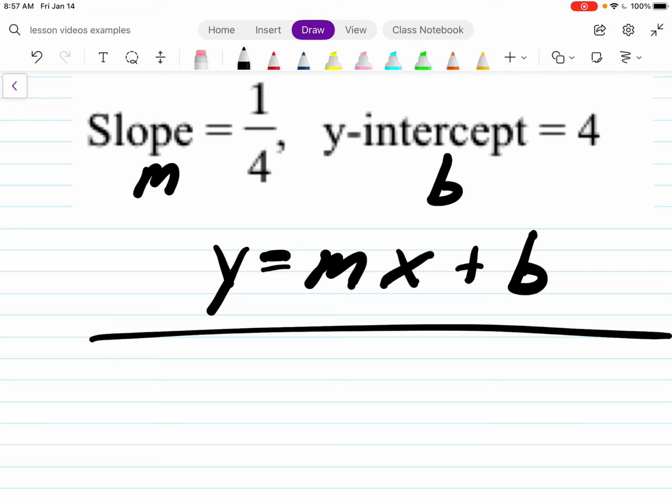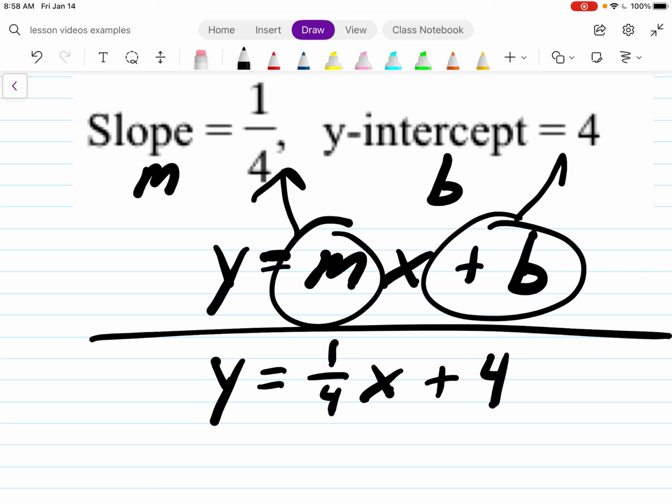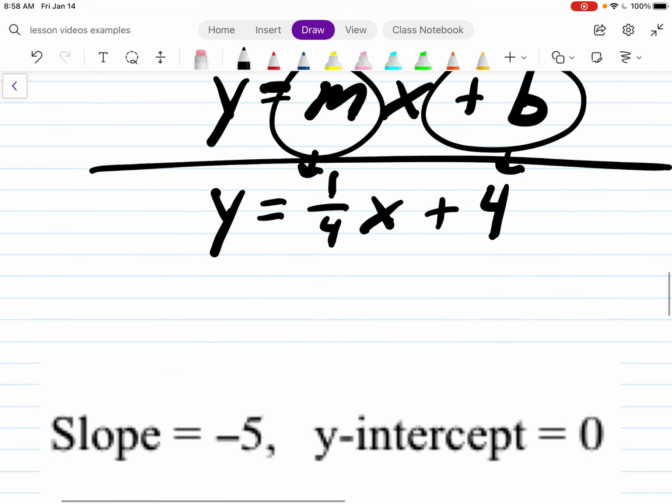So we would have y equals the slope 1 over 4, x, and the y-intercept is +4, so we'll put +4. Y equals 1 over 4x plus 4. Again, the slope is your 1 over 4. The y-intercept is your 4, and that's why we replaced those when we wrote these into slope-intercept form.